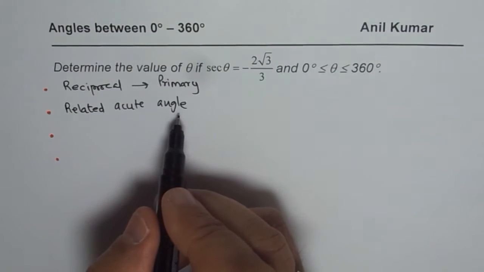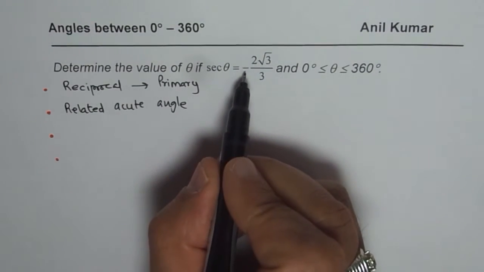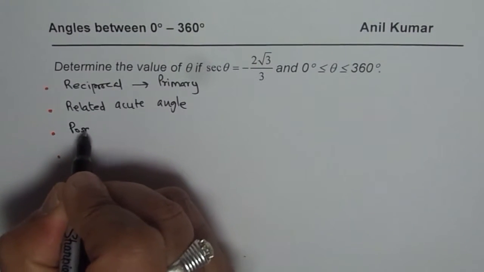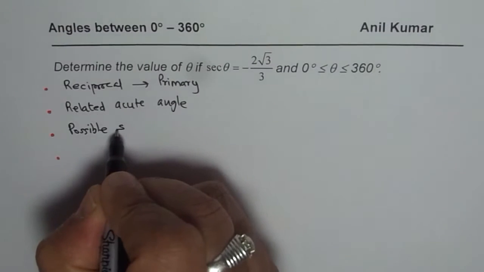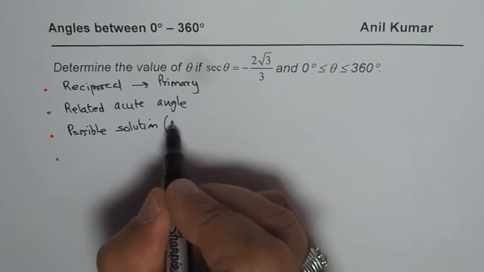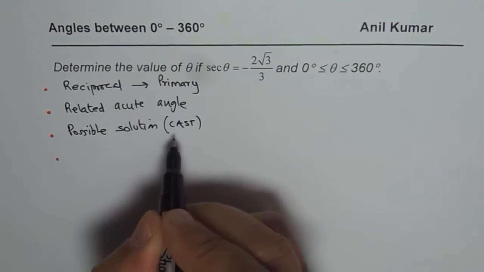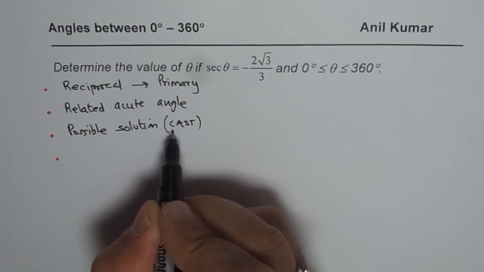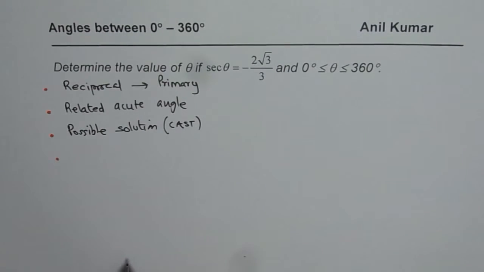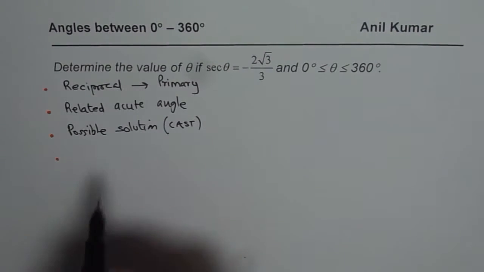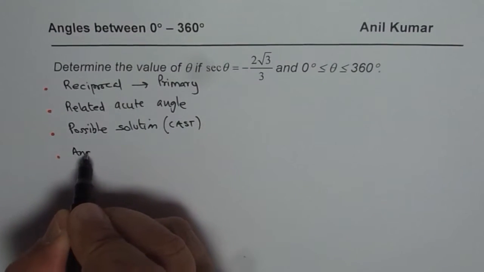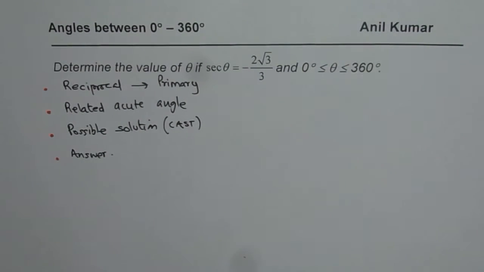Once you find the related acute angle, then according to the sign, you could apply the rule and write possible solutions, possible solutions based on rules. Rules means in this case we are talking about the CAST rule. That means in quadrant 4, cosine is positive. All are positive in 1, sine in 2, and in quadrant 3, tan is positive. Once you apply your solution, then you clearly know the answer, so write down the answer clearly. So these are the steps to be followed.